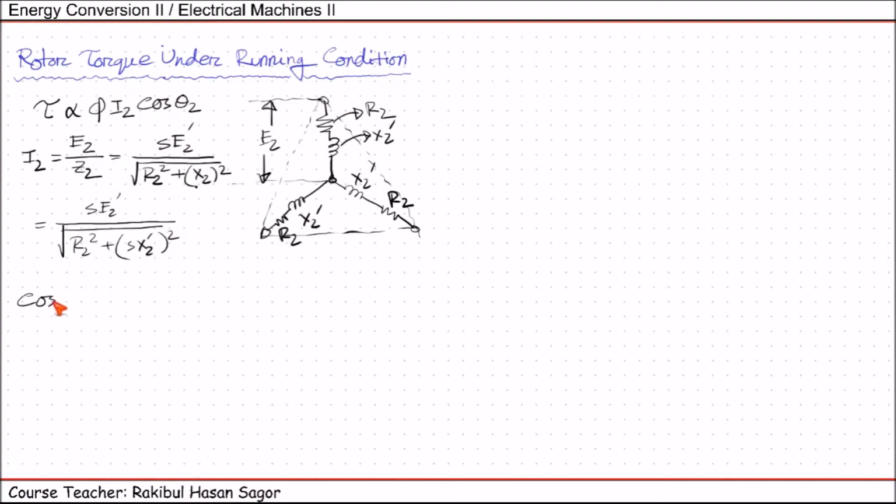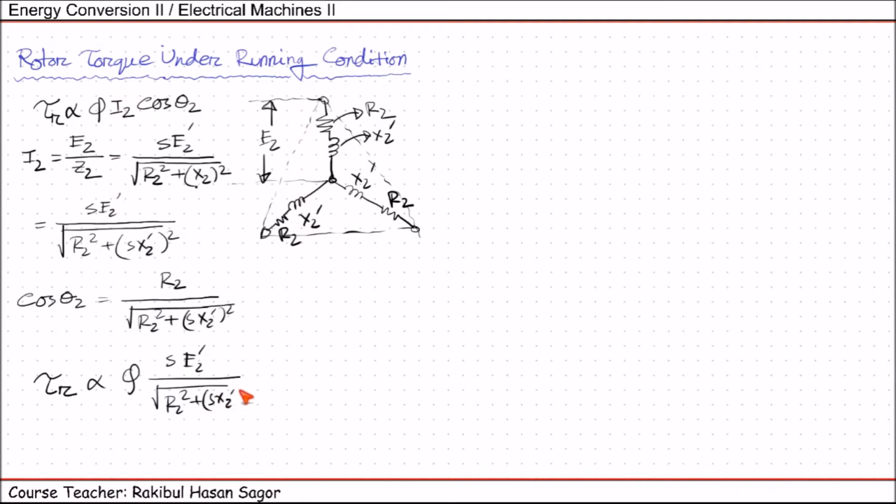Similarly, cos theta 2 can be written as R2 divided by root over R2 square plus S into X2 prime whole square, as we are considering the running condition. Hence, the torque under running condition, if we denote it by r, tau r is proportional to phi, magnetic field, into, instead of I2, we'll write S into E2 prime divided by root over R2 square plus S X2 prime whole square, into R2 divided by root over R2 square plus S into X2 prime whole square.